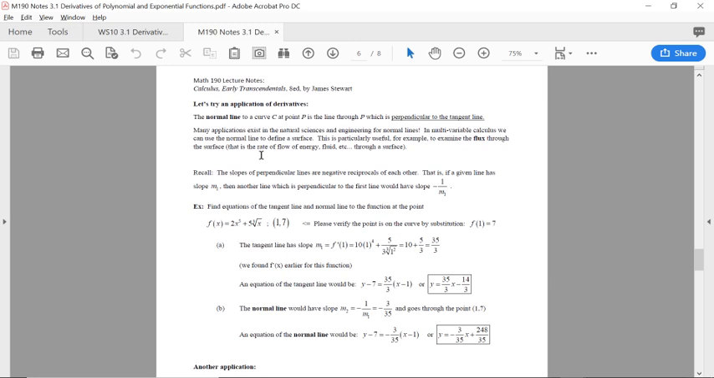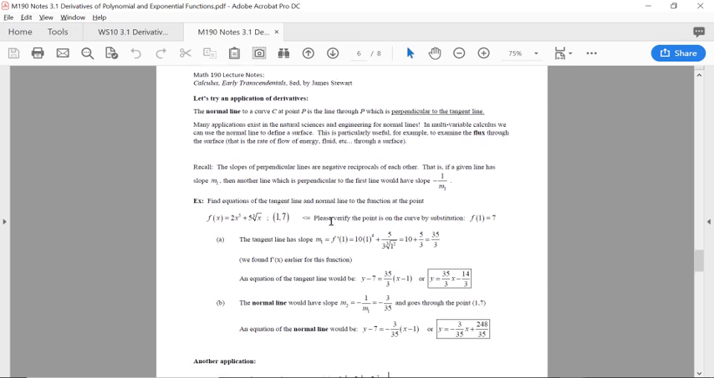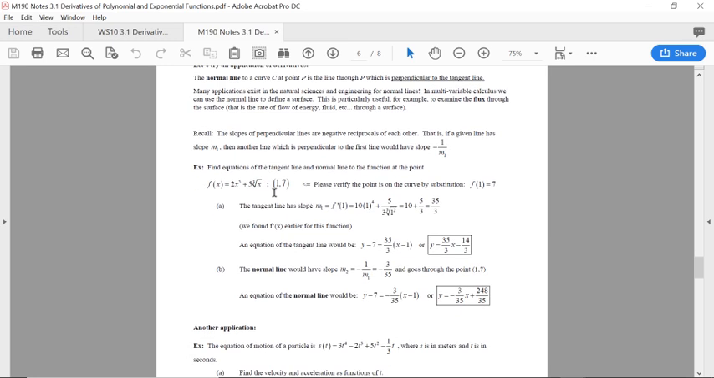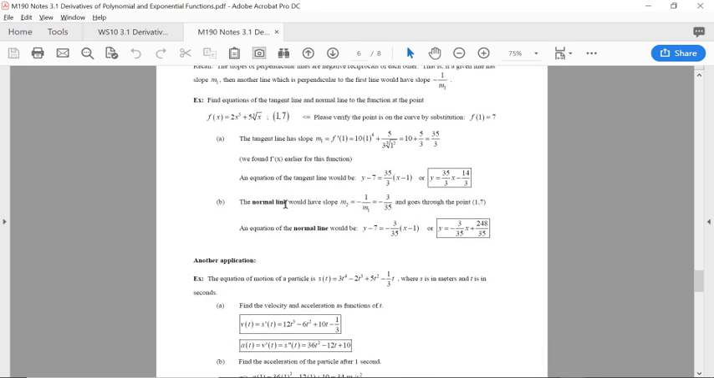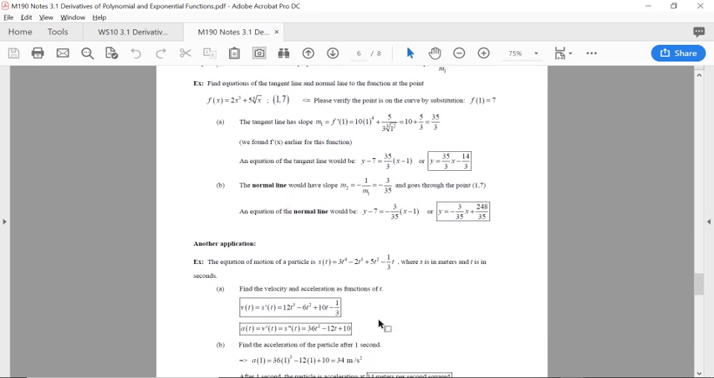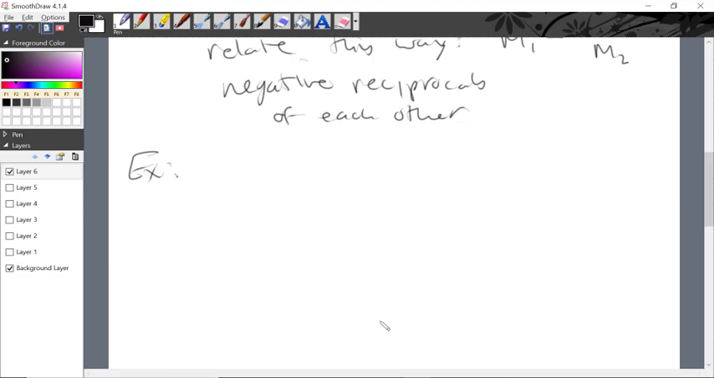A little more here in the notes. I give you an example here. Find the equations of the tangent line and the normal line. Let's do something like that. And then an application. The other application down here is velocity and acceleration. We'll take a look at that in a moment as well. So let's try a tangent line, normal line example that isn't in your notes.